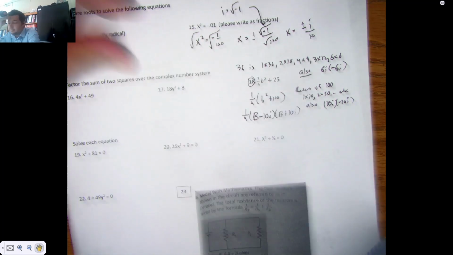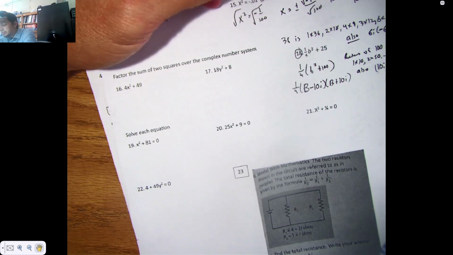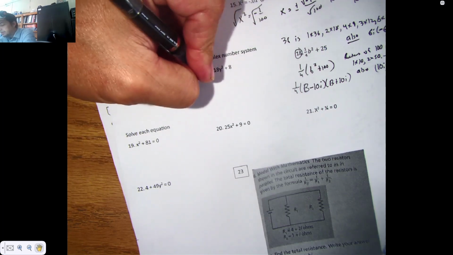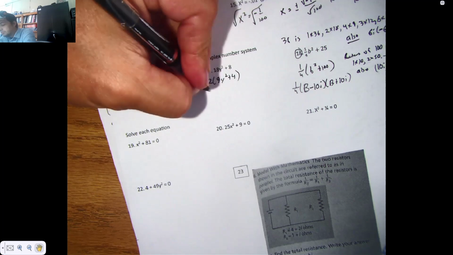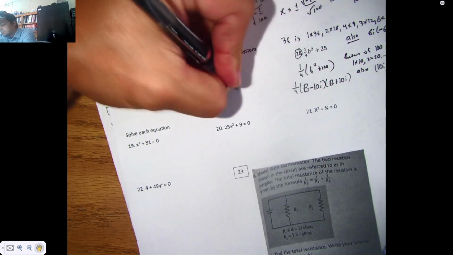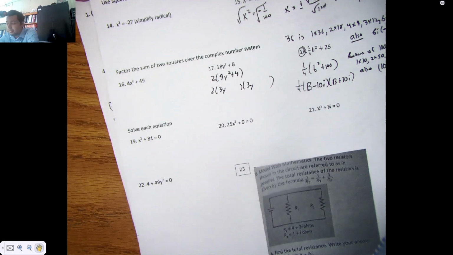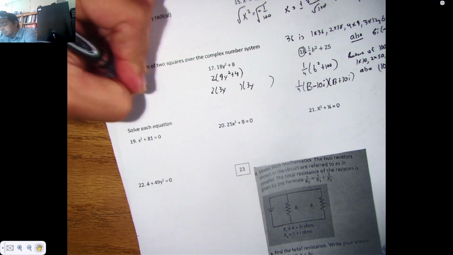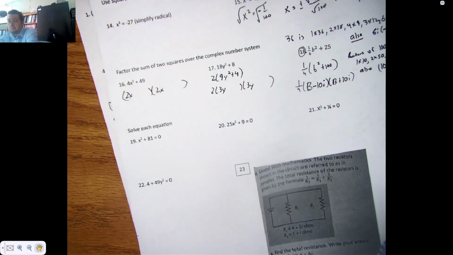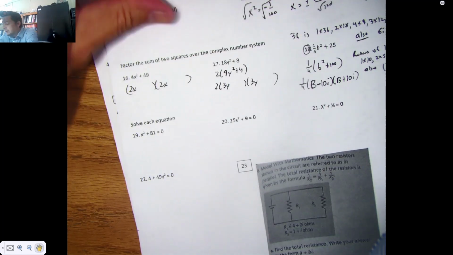I'm not going to do all of 17 for you, but if I was doing 17, I'd probably pull out a 2, because now all I've got to do is figure out factors of 4, and so forth. If I was doing 16, I'd do 2x and 2x. Just saying.